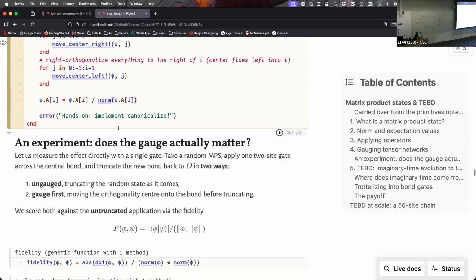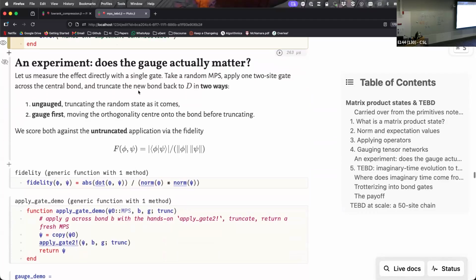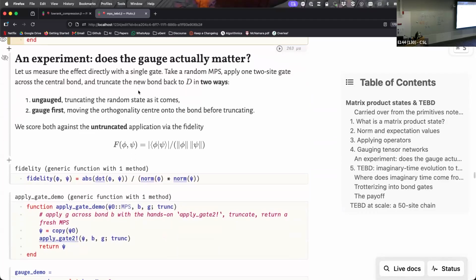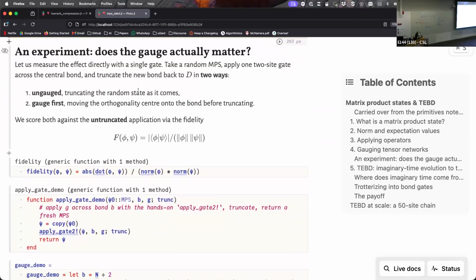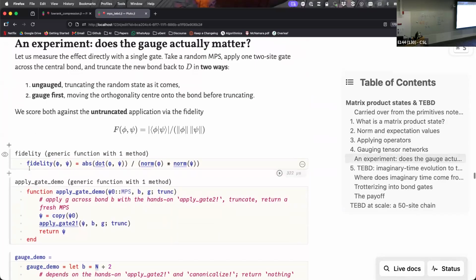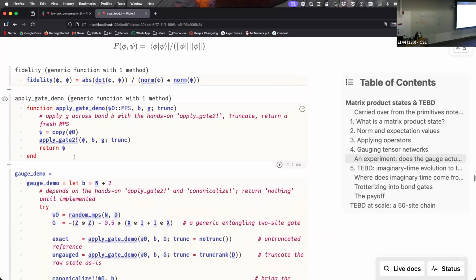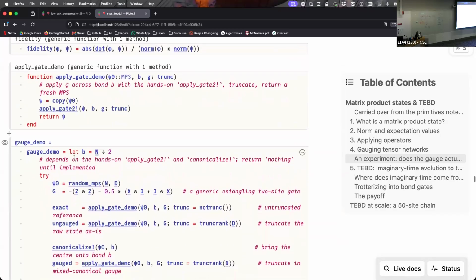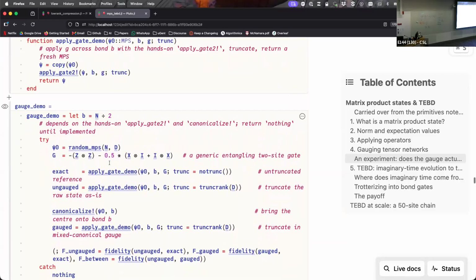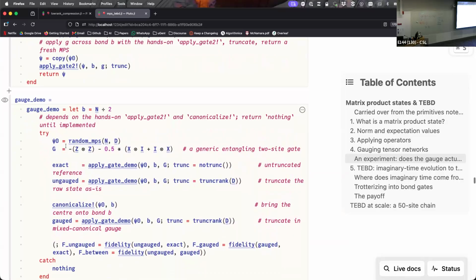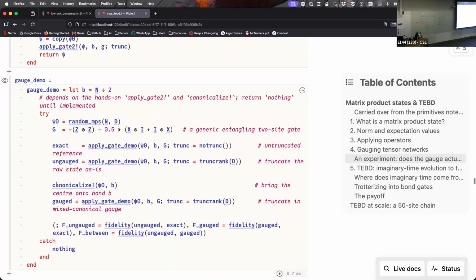So one thing you can now do is check and see if this actually matters. Why are we doing this? To do so, we define something called the fidelity, which is basically how close two states are together. And we'll do a little demo where we start from a random MPS. We're going to apply a two-site gate. I've just picked a random two-site gate here, my favorite one, I can exactly apply this.